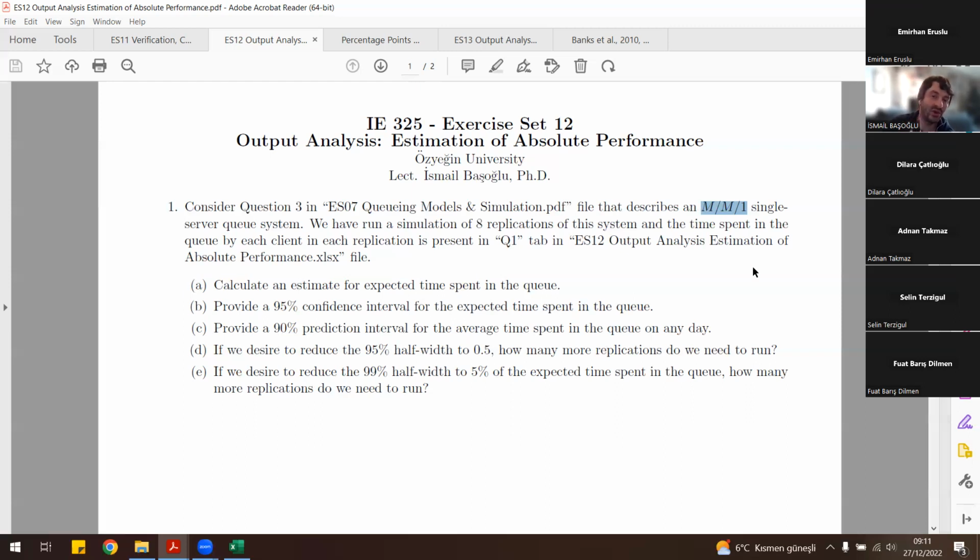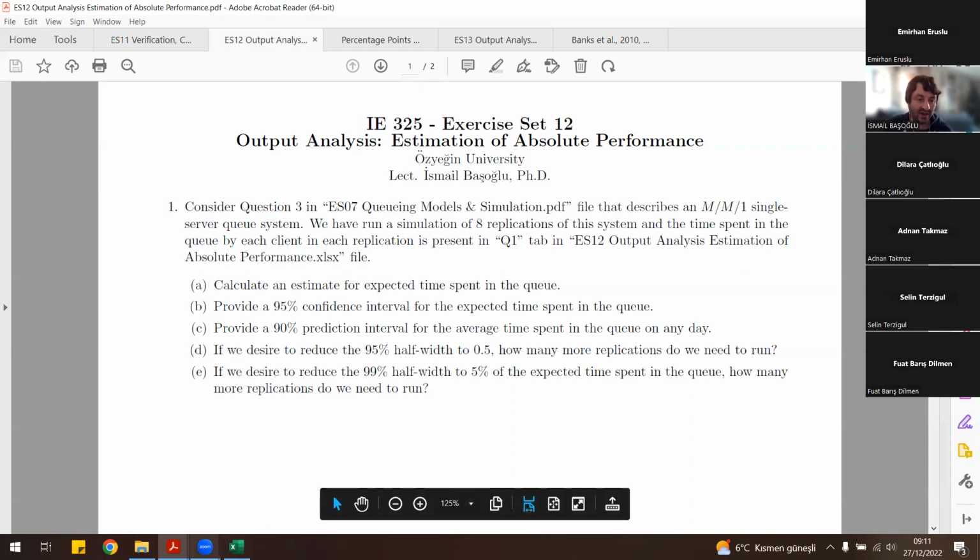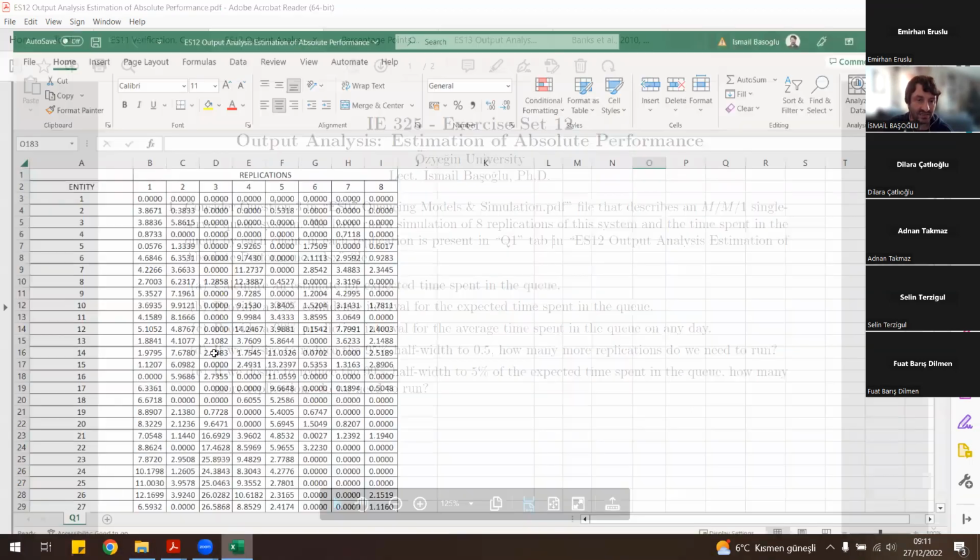Now, here we are going to perform an output analysis for this system, and it says that we have run a simulation of 8 replications, and obviously these are 8 independent replications. I mean, there is no necessity to indicate that. If replications are not going to be independent, why would I perform these replications, right? So we have run a simulation of 8 independent replications of this system, and the time spent in the queue by each client in each replication is present in the Q1 tab of the ES12 Excel file. Now, let me show that Excel file to you, which is available in the learning management system as well.